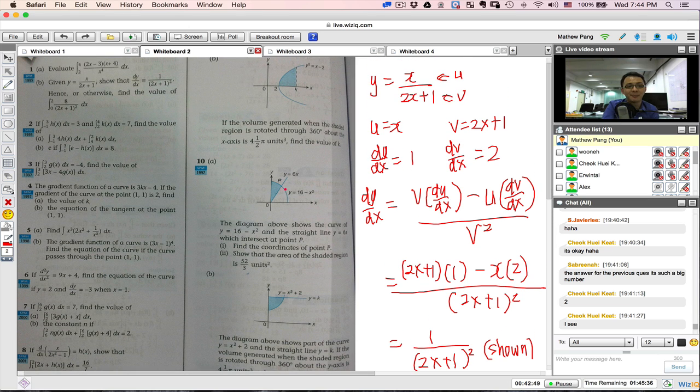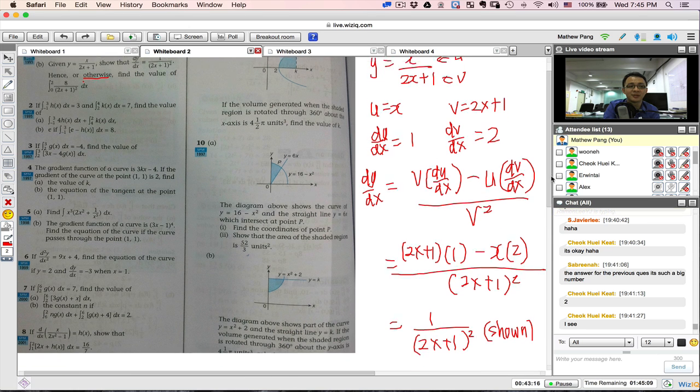Okay, but this is not what I want to say. I want to say in part B, when you see the word hence, most of the time, almost all the time, you have to use the answer in part 1 to solve this part. Because for integration, when you say hence or otherwise, it means actually you can use another method to solve. Alright, I teach the otherwise first. Okay, this one is not that bad.